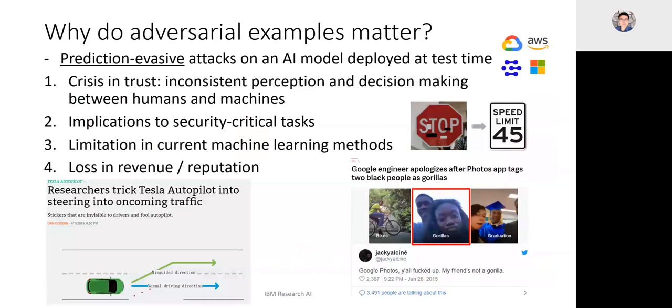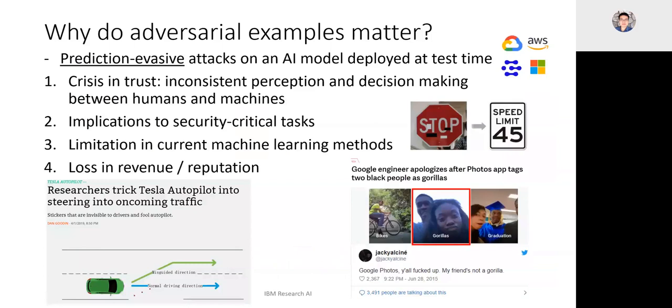So why do we care about these adversarial examples? There are several reasons we have to deal with it carefully. The first thing is there is a crisis in trust. The general audience seems to be very concerned about any inconsistent decision making between AI and machine learning models. A typical example is: is it possible to manipulate a stop sign by adding some adversarial stickers, such that your autonomous driving car, when it sees this perturbed stop sign, will think it's a speed limit, and hence it wouldn't stop, causing some security-related issues.